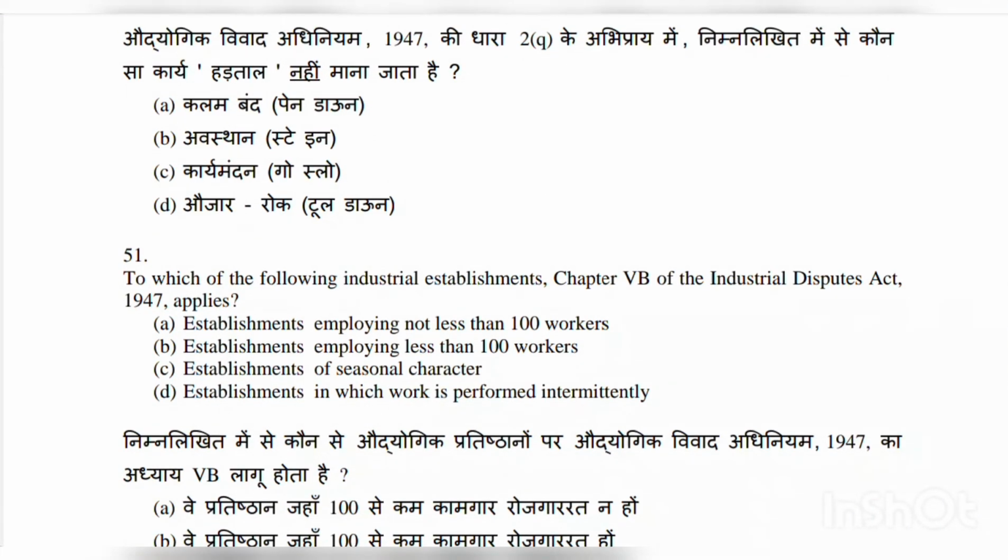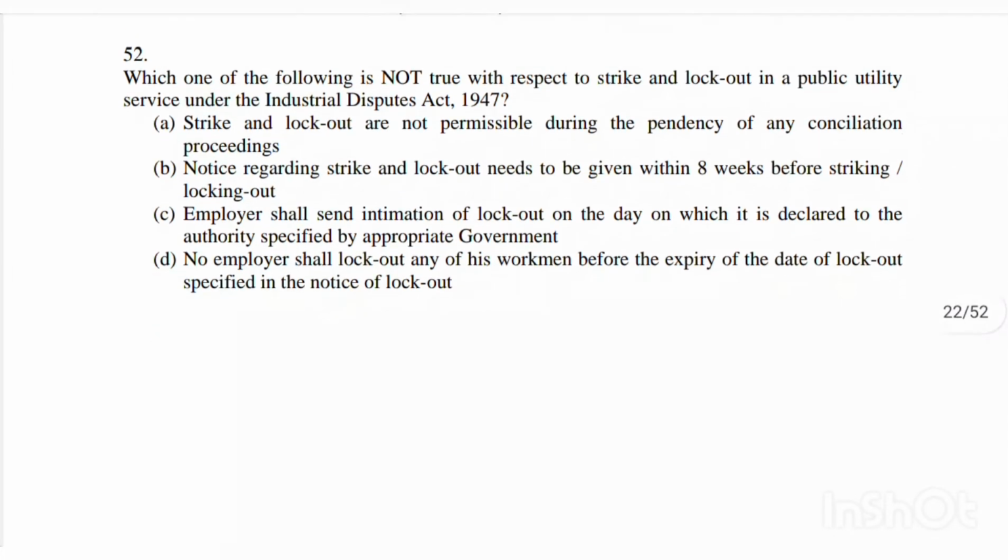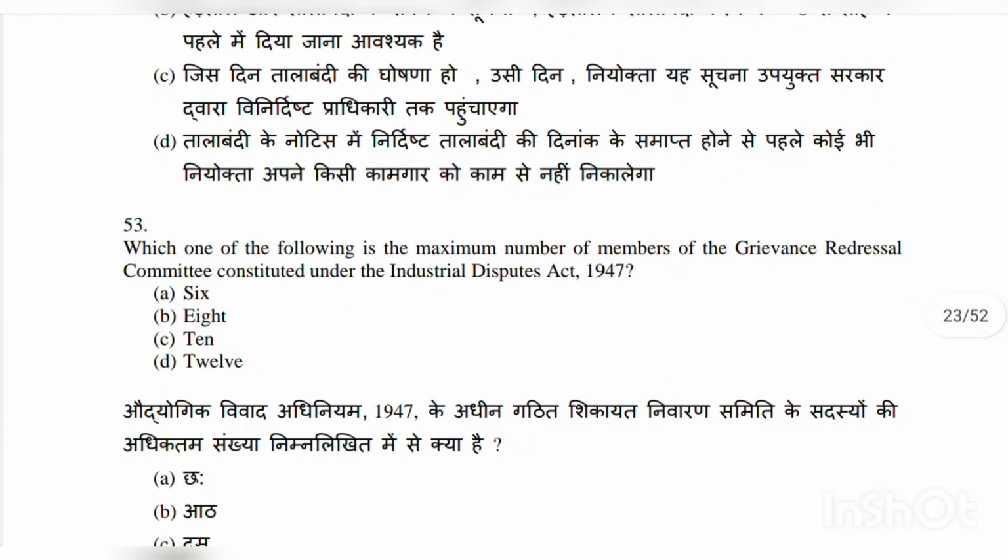To which of the following industrial establishments does Chapter 5B of the Industrial Disputes Act 1947 apply? Establishments employing not less than 100 workers. Which one of the following is not true with respect to strike and lockout in a public utility service under the Industrial Disputes Act 1947? The answer is B. Notice regarding strike and lockout needs to be given within 8 weeks before the striking or locking out. Question number 53. Which one of the following is the maximum number of members of a grievance redressal committee constituted under the Industrial Disputes Act 1947? That is 6.